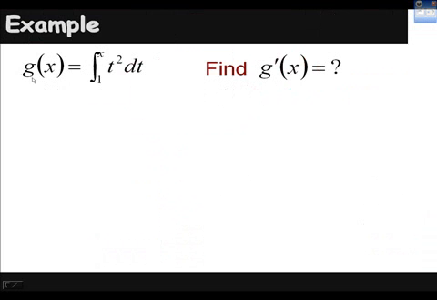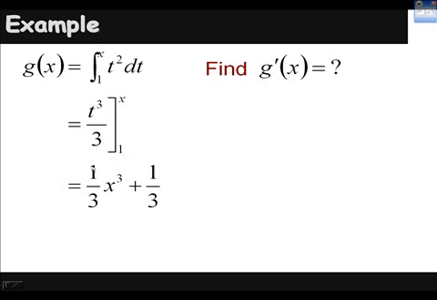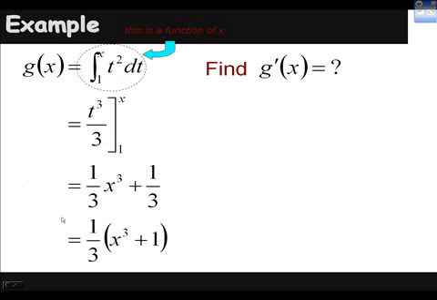In this example, g of x is equal to the integral from 1 to x of t squared dt. We're asked to find g prime of x. We want to know what that equals. Well, if we integrate this, we add 1 to the power, we get t cubed divided by the new power 3, and then evaluate it from 1 to x. We're going to have 1/3 x cubed plus 1/3, or, remember this is a function of x, or 1/3 x cubed plus 1.